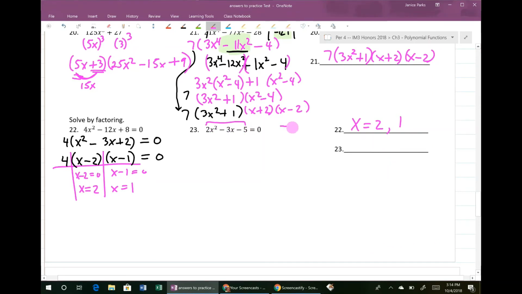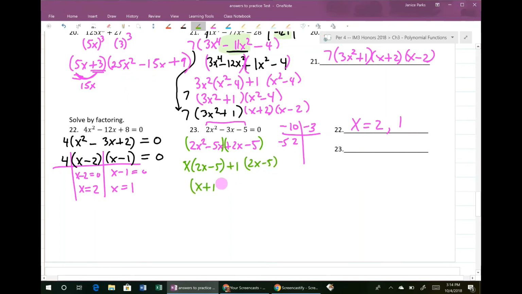For this one, we're going to do negative 10 to get negative 3. This will give us negative 5 times 2. So 2x squared minus 5x plus 2x minus 5. Group: x, 2x minus 5, plus 1. So I have x plus 1, 2x minus 5 is equal to 0.